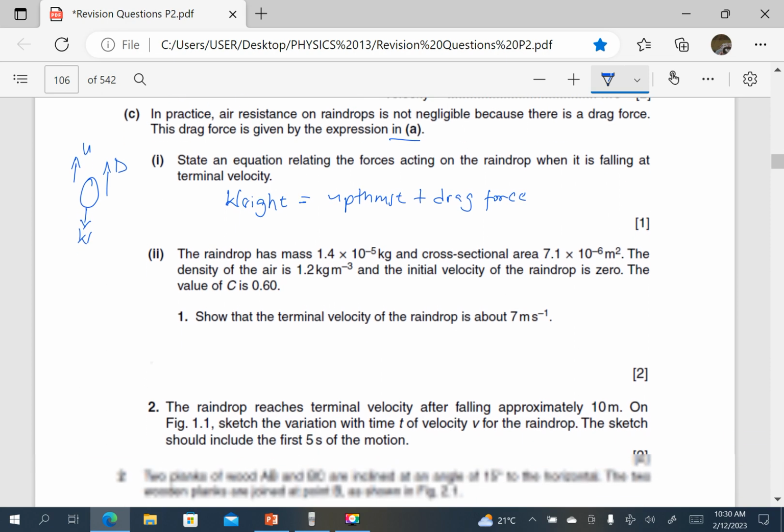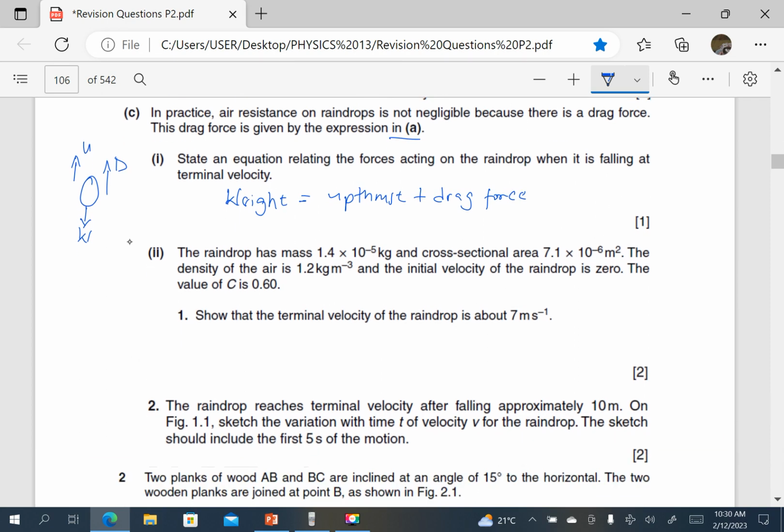The raindrop has a mass of 1.4 times 10 power negative 5 kilograms and the cross-sectional area 7.1 times 10 power negative 6 meters squared. The density of air is 1.2 kilograms per meters cubed, and the initial velocity of the raindrop is 0. The value of c is 0.6. Show that the terminal velocity of the raindrop is 7 meters per second.